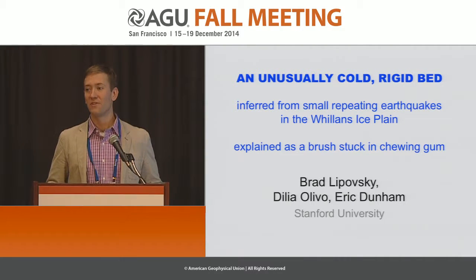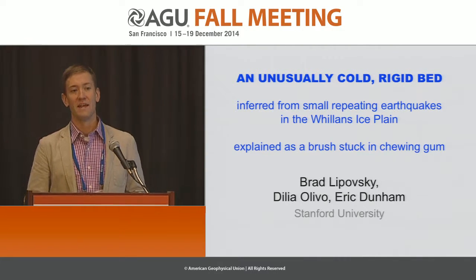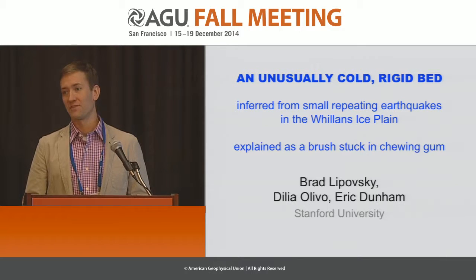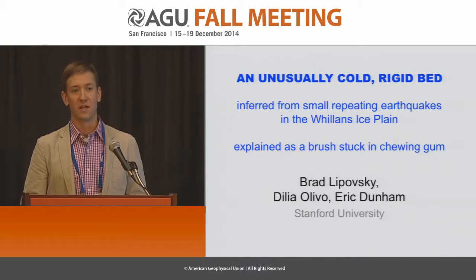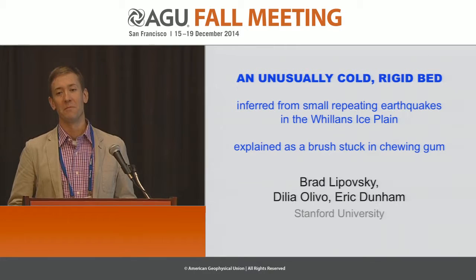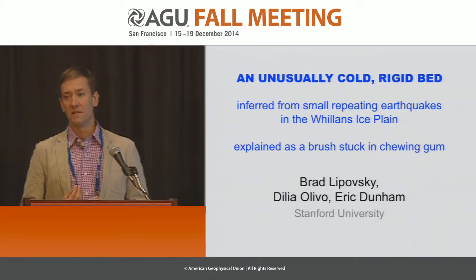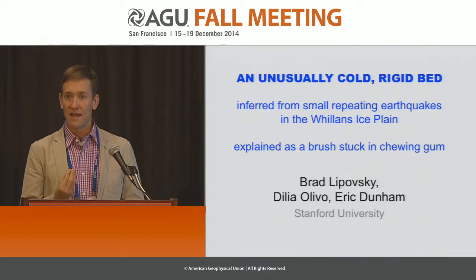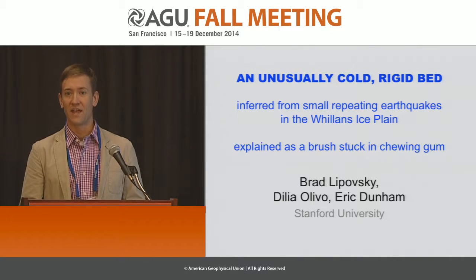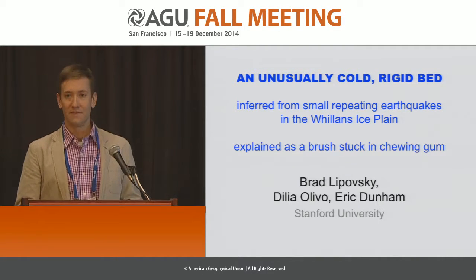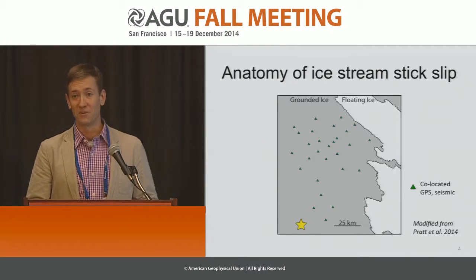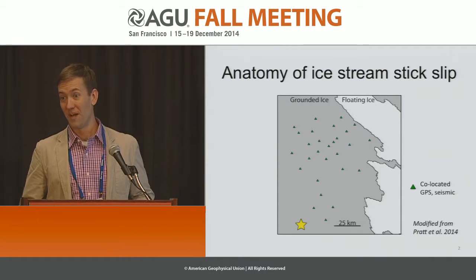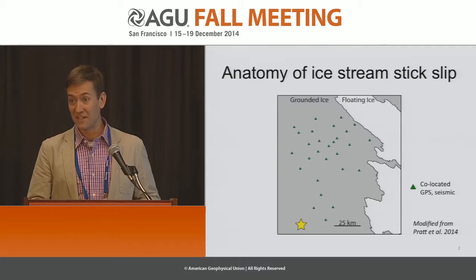So a major theme of my PhD research is that seismicity and earthquakes that happen in ice sheets and glaciers carry a tremendous amount of information about the physical processes and about the conditions at the site at which these earthquakes happen. So in this talk, we're going to go to one of the biggest and coolest earthquakes in the world, I think. This is the Whillans Ice Plain.